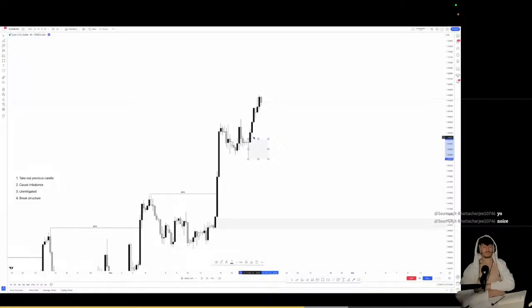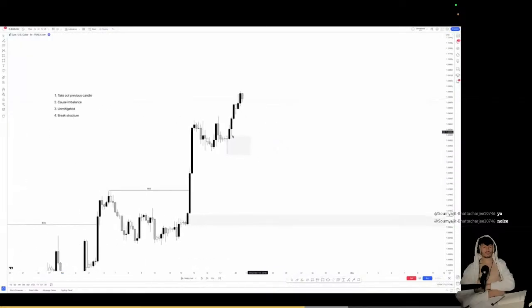Take out previous candle, yes, caused imbalance in price. Okay, this one, no, it did not really cause imbalance in price. You can see there is no gap between this candle and this candle right here. It's just like a straight line like this, right? So in this case, this will not really be considered as an order block.